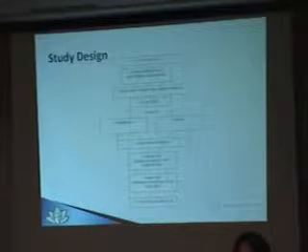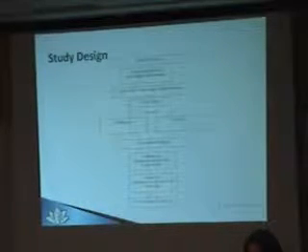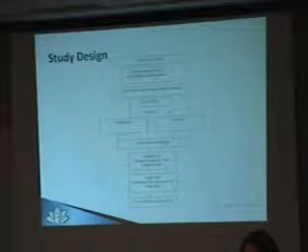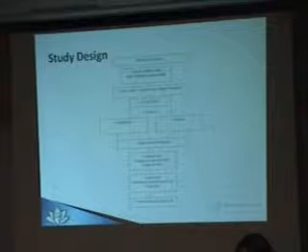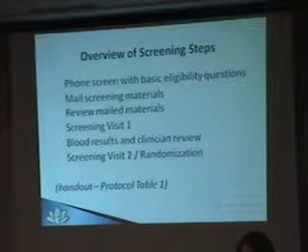So you saw this diagram before. This is in the protocol. And again, this just kind of gives the flow. You start out with the pre-screen, then you're going to do the mailed, and there's 2 screening visits, and then they get randomized. And right now we're going to talk just down through the screening visits, and then we'll talk about the follow-up visits after that.